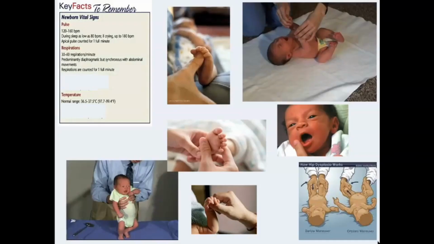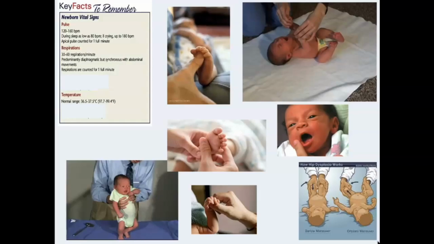So here are normal newborn vitals. Their heart rate is typically 120 to 160. Sometimes during sleep, it can be a little bit lower, usually like the 100s, 110s, and that can still be normal as long as their body is pink. If they're crying or agitated and upset, sometimes their heart rate will be a lot quicker, even up to 180.